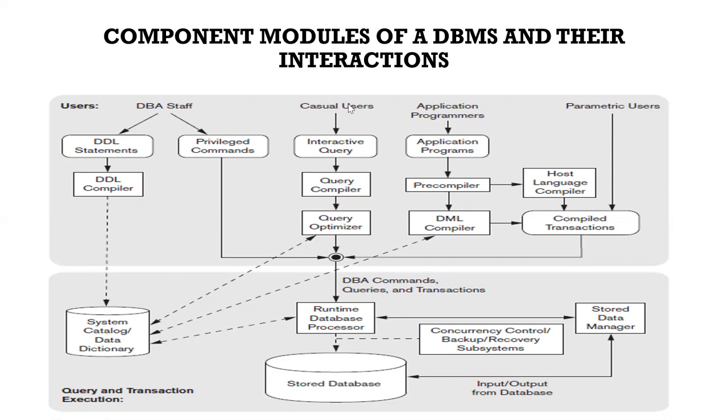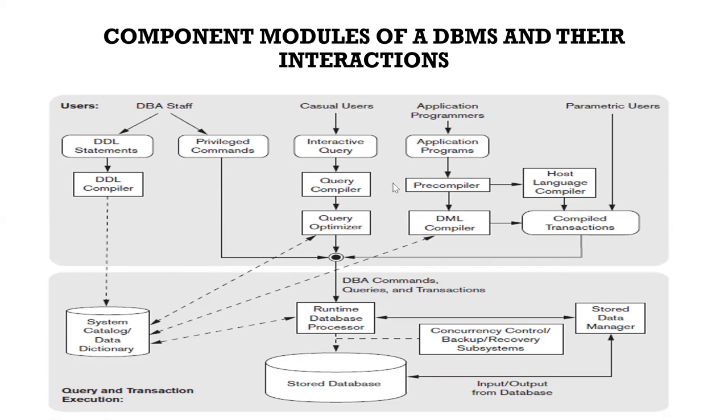The next user is the casual user. The casual user will interact with the database by using queries, and the query will be compiled by the query compiler. After that, the query will be optimized by the query optimizer, and it will be sent to the runtime database processor. Before sending to the runtime database processor, you can see a connector here. This connector will be connecting the outputs of the query optimizer, privileged commands, and system catalog.